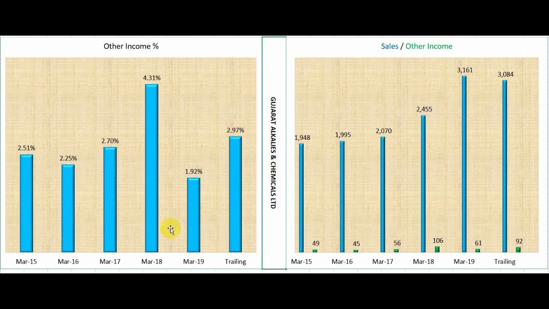Just to analyze the March 19 data, the company's sales was 3161 crores, against which the other income contributed just 61 crores. Even if we look from March 15 onwards till March 19 and the recent TTM data, it is somewhere between 49 and 106. So this is consistent other income data, and it is not contributing much as compared to the sales of the company.